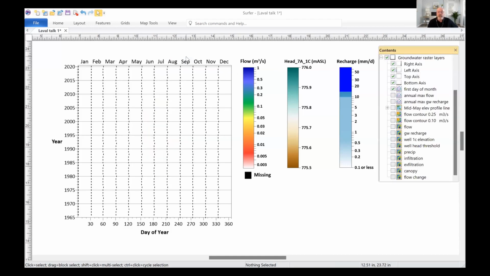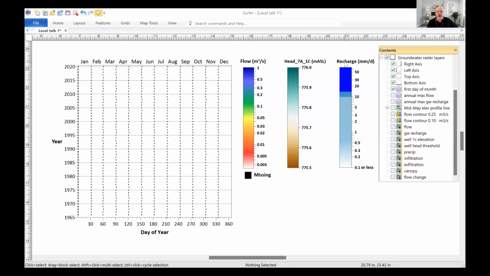Before I get going, let me show you something about the color scales. The flow is a logarithmic scale. It also has gradients for here. My head scale goes from green to white to brown. The deeper we go, the lower the value for the height above your vertical reference, and that is going to be brown. And that's a linear scale.